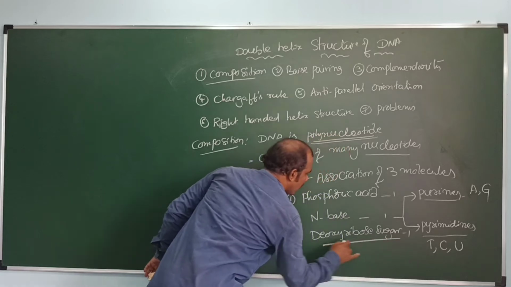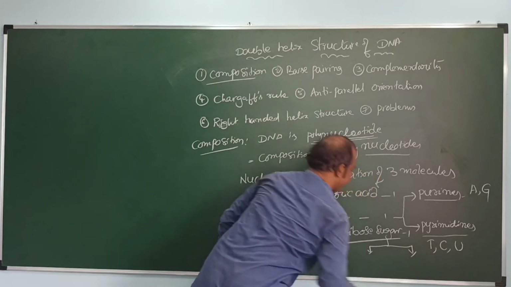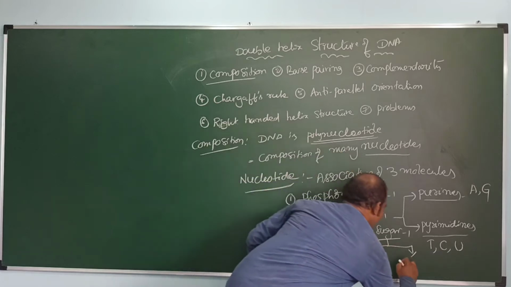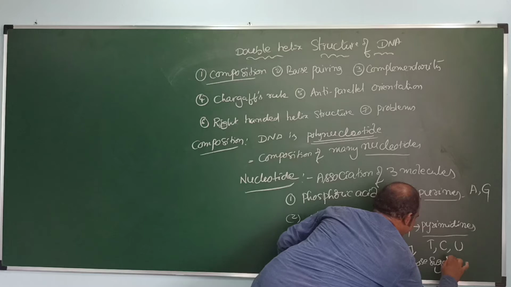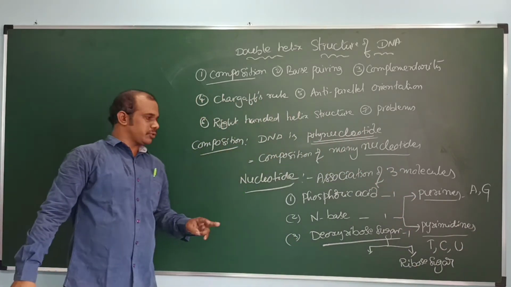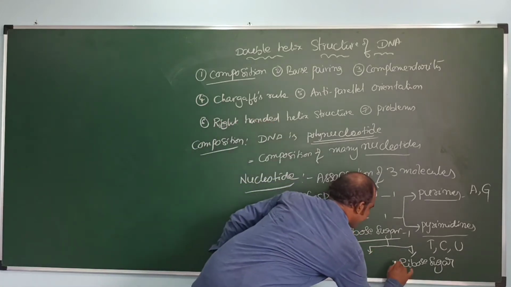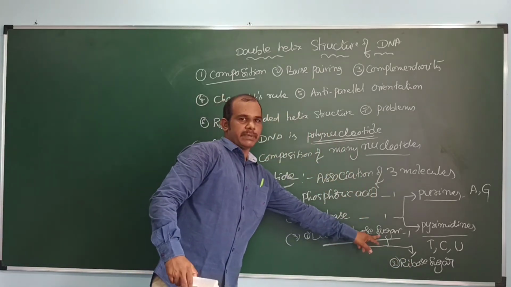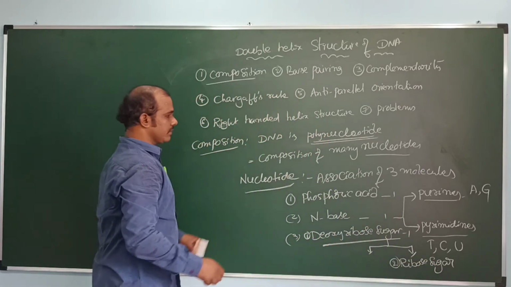Whereas sugars are also of two types. One is what we mentioned earlier, that is deoxyribose sugar. Another one is ribose sugar. So there are two types of sugars. One is deoxyribose sugar, another one is ribose sugar. Whereas in DNA only deoxyribose sugar is present and ribose sugar is absent. It is present in RNA.